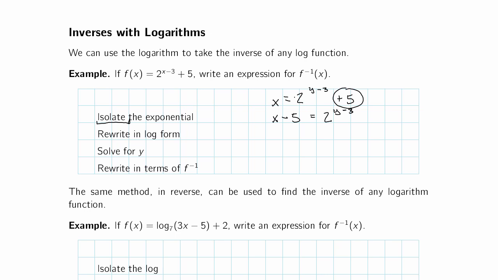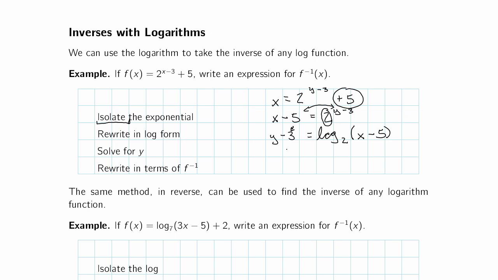And then we rewrite this in log form, so we actually apply the inverse now. So the base is 2. We'll have a log base 2. And then the exponent and the argument switch places. We'll have a log base 2 of x minus 5, and that's equal to y minus 3. And there we go. And now we solve for y.